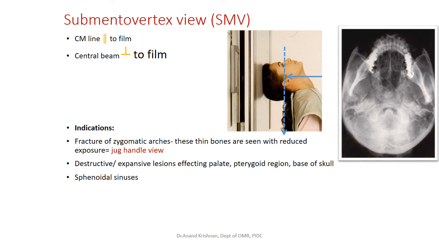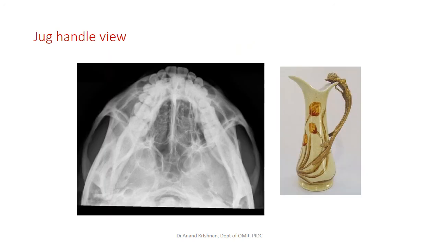if you want the zygomatic arch to be highlighted, then you can make a modification to this submental vertex view. You can ask the patient to tilt their head a little more, where the zygomatic arches become more prominent, which is called the jug handle view. And then you can also assess the destructive and expansile lesion of the palate, the pterygoid lesion, and the pterygoid region and the base of the skull. And then the sphenoidal sinuses can be assessed.